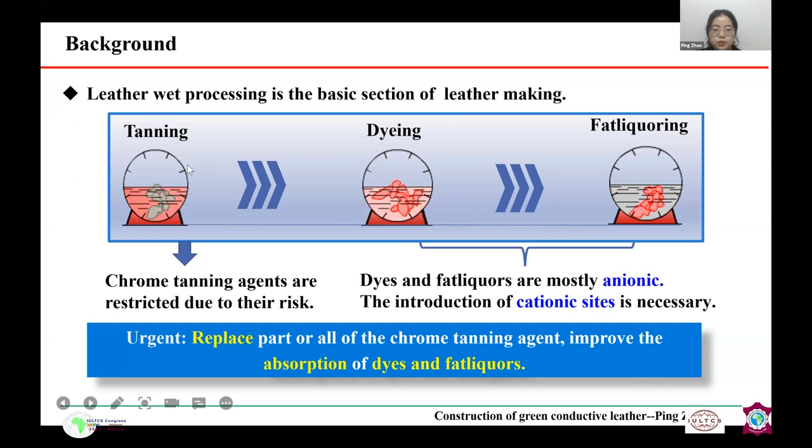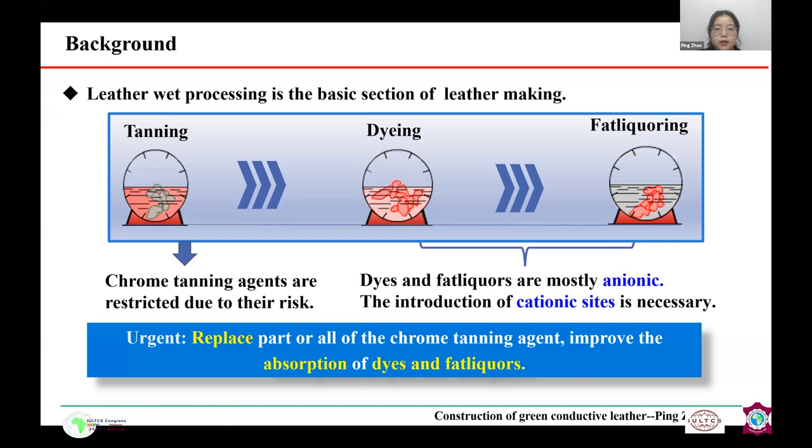As we all know, at present the usually used tanning agent is chrome tanning agent, but the use of chrome tanning agent has some risks, such as low absorption and pollution production. And sometimes dyes and fat liquors also have the problem of low absorption. So the current problems to be resolved are to replace part or all of the chrome tanning agent, and to improve the absorption of dyes and fat liquors.